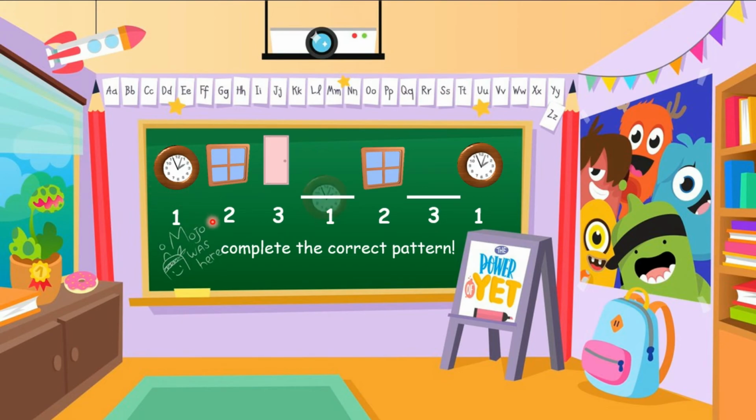Nomor 1 itu adalah jam ya sayang. Bagaimana dengan nomor 3? Lihat, setelah jendela itu adalah door, pintu. So number 3 is a door. Okay, my students?